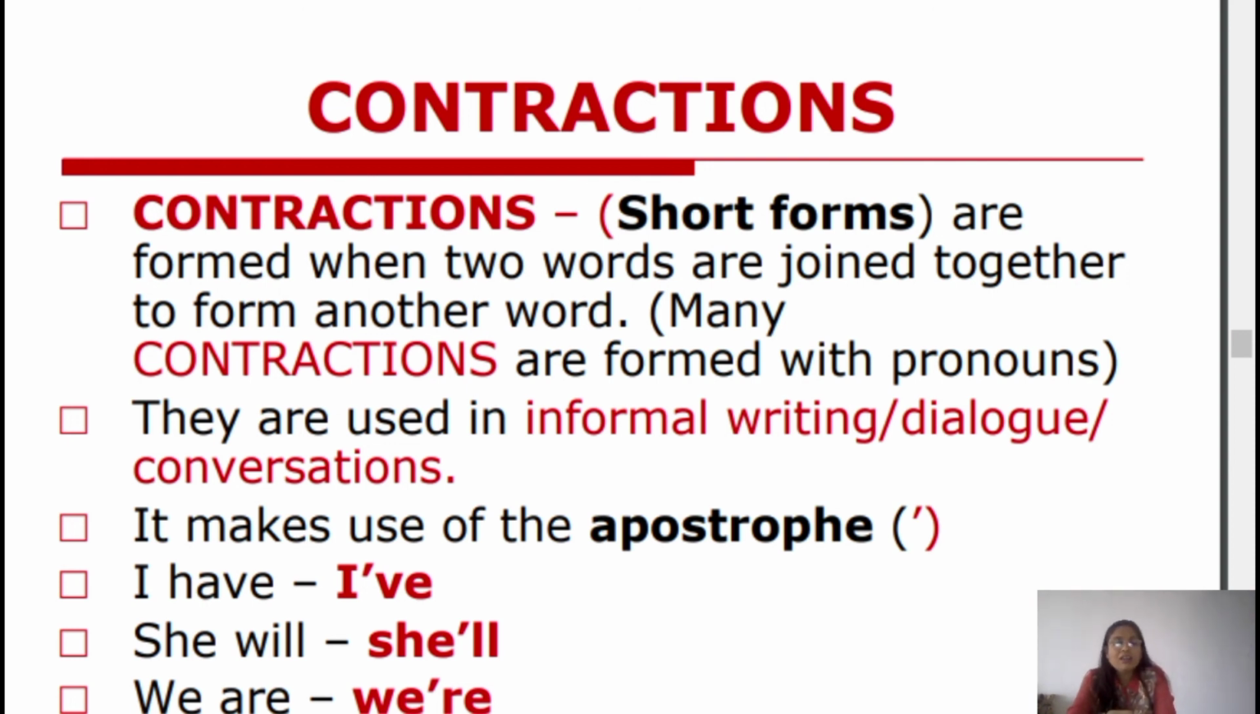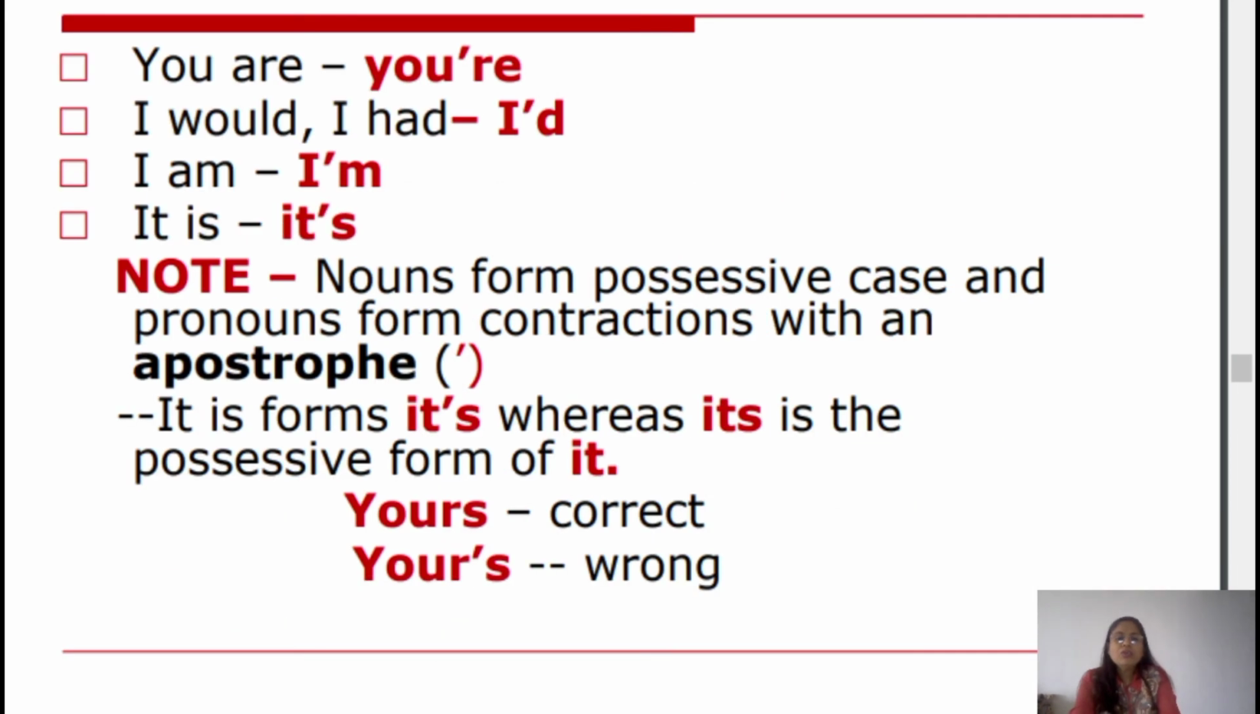I have changes to I've, she will turns into she'll, we are changes to we're, you are changes to you're, I would or I had changes to I'd, I am changes to I'm, it is turns into it's. So nouns form possessive case and pronouns form contractions when we make use of the apostrophe. This is something we really need to keep in mind in order to avoid making mistakes. It's forms from it is, whereas its is the possessive form of it.